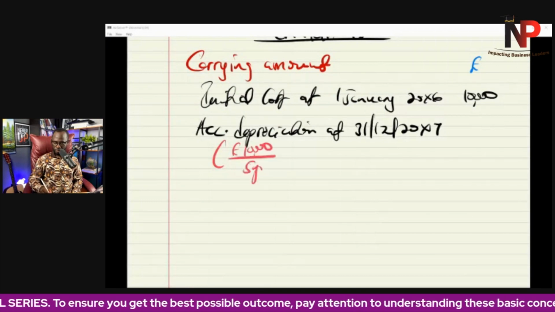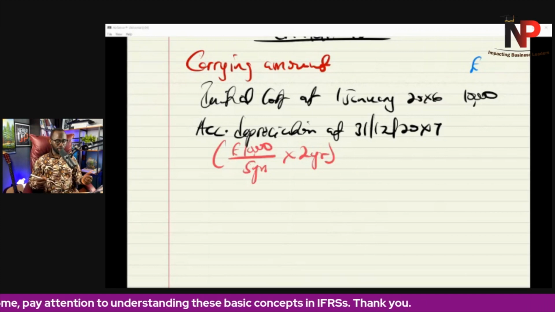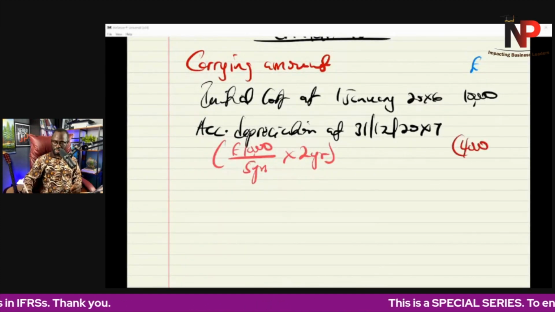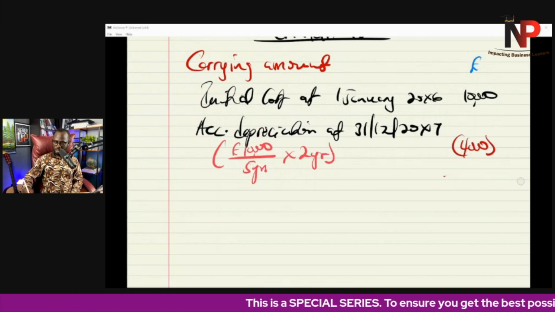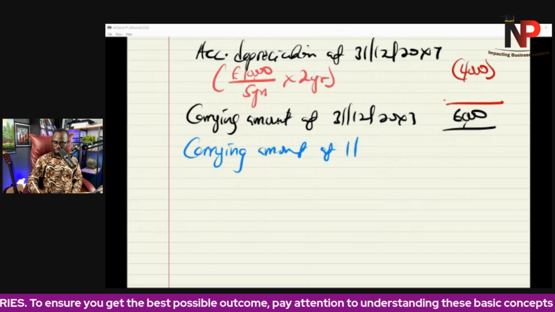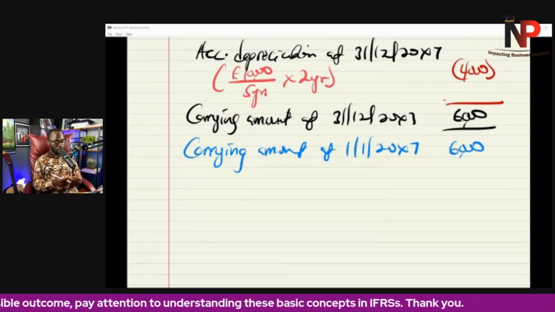£10,000 over 5 years times 2 years, how long it has been used. If we do the maths, that is going to be an amount of 4,000. So we less that, so that we get a carrying amount at the beginning of the year. Carrying amount at 1st January 20X8, that becomes the opening balance.